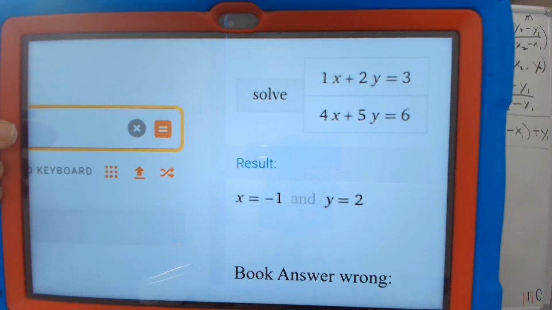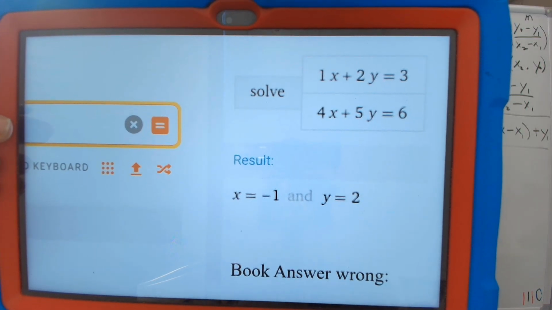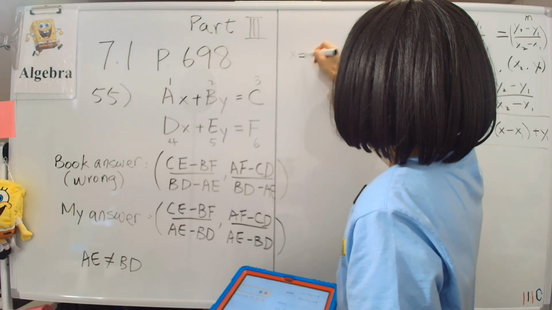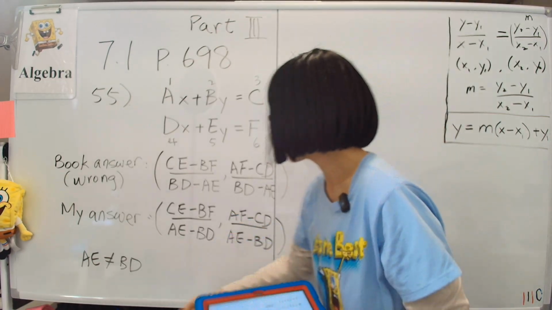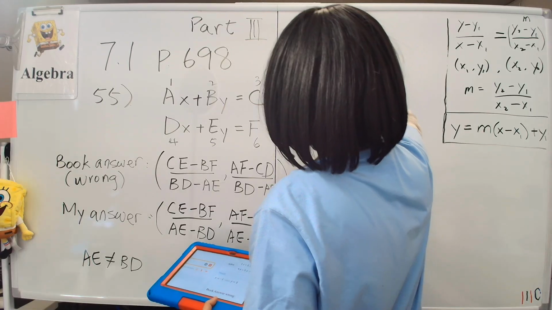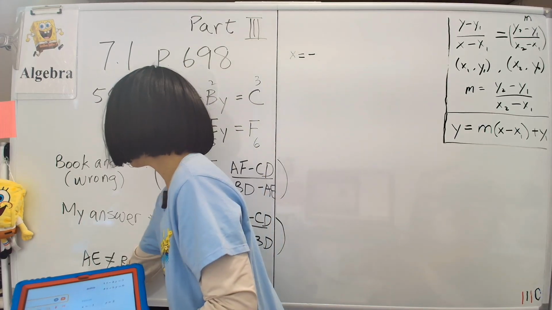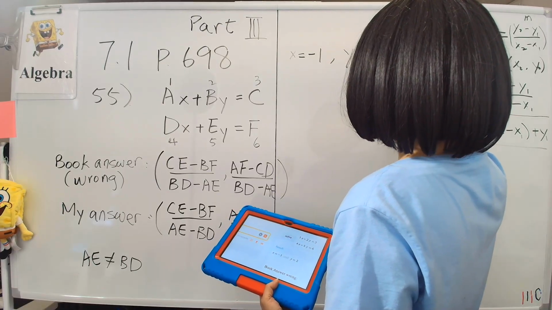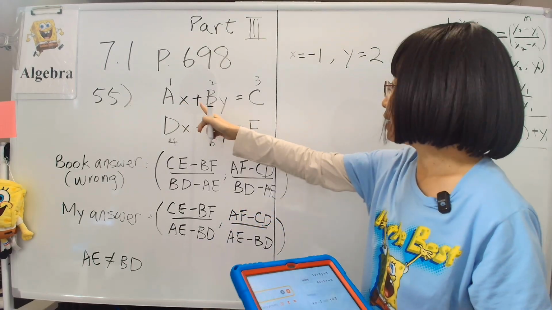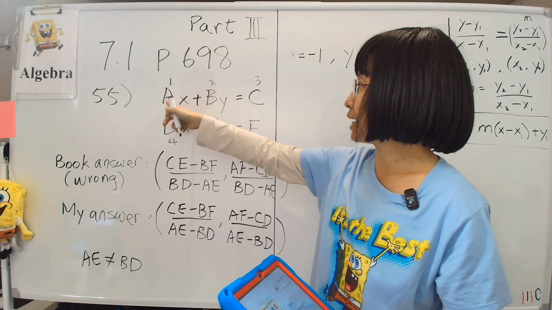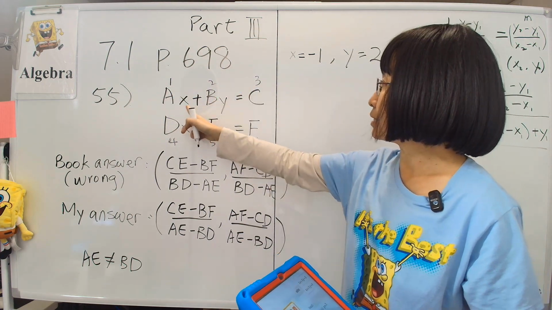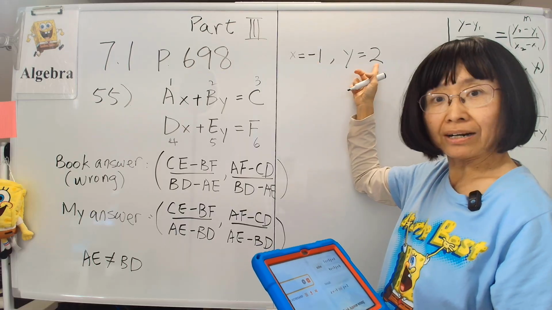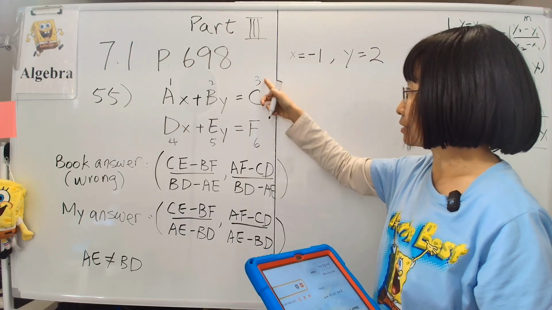Now the result the calculator gives is that x equals minus 1 and y equals 2. Now we can confirm. Pretending A is 1, B is 2, etc., x plus 2y is minus 1 plus 4, right? That is positive 3. That's correct.